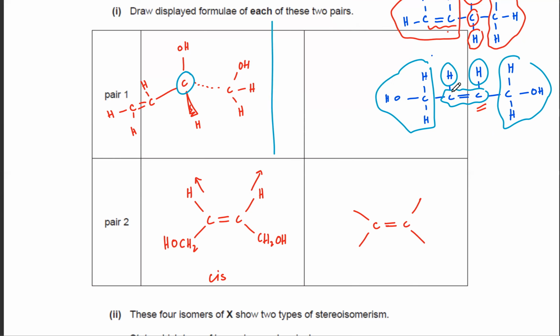So this carbon atom over here is bonded to an H and a CH2OH. And this carbon atom over here is bonded to an H and a CH2OH. So it's the same bonding, except for the fact that the H atoms are now pointing in opposite directions. So that's your trans version of the molecule. Okay, is this clear? Yes.